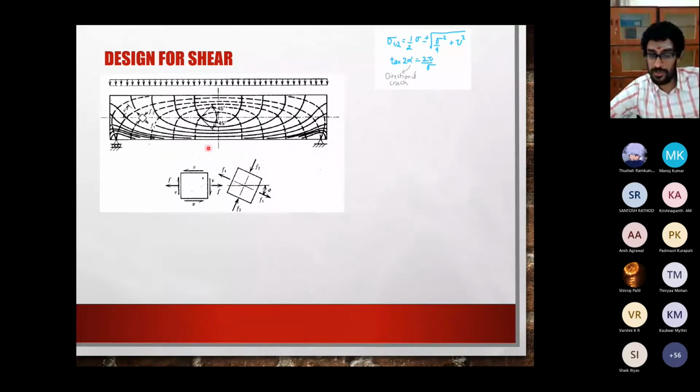Here we have only sigma 1. We have only normal stresses in the longitudinal direction, not in the vertical direction, so there is only one sigma. These are all just principal stress formulas. You can go back to your mechanics of solids and recollect that there are formulas like this. Based on that, you can find principal stresses and also your inclination, alpha.